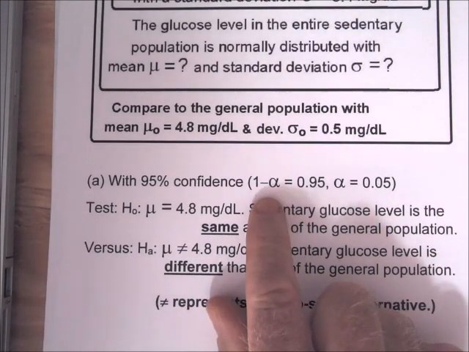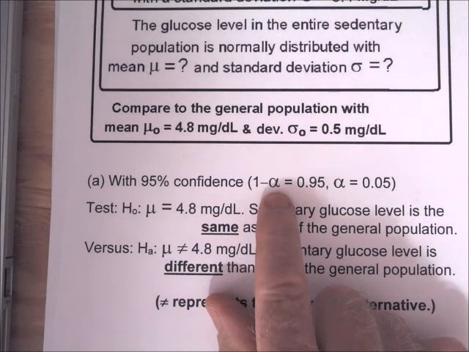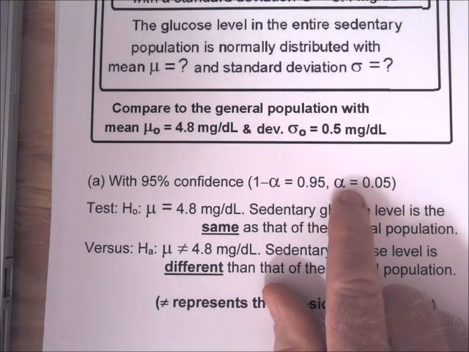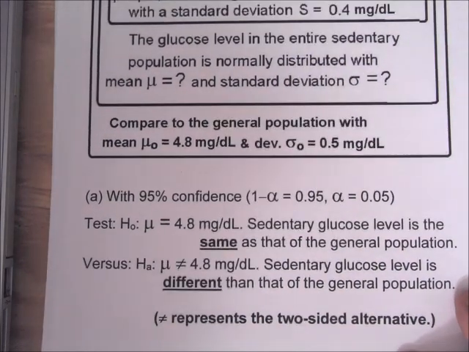The confidence level 95%, or as a decimal 0.95, is represented by 1 minus alpha, and alpha would be the level of doubt. 1 minus 0.95 is 0.05. That's the level of doubt, also called the level of significance.